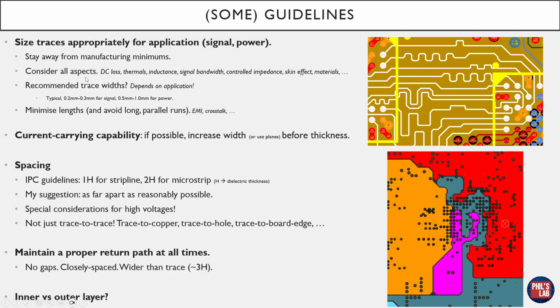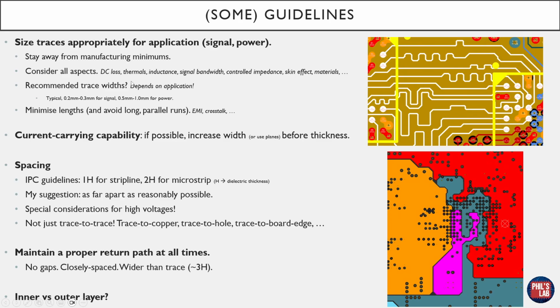When sizing traces, other than staying away from minimums, of course, you need to consider all aspects. Are we delivering power? If so, we need to think about DC loss, about thermals, or inductance. If we're talking about high-speed digital or RF, we need to consider the signal bandwidth. If we do need to control impedance above a critical length, there are effects such as skin effect, which introduce extra losses, or we have different material types, and so on. Again, don't just use one size for all.